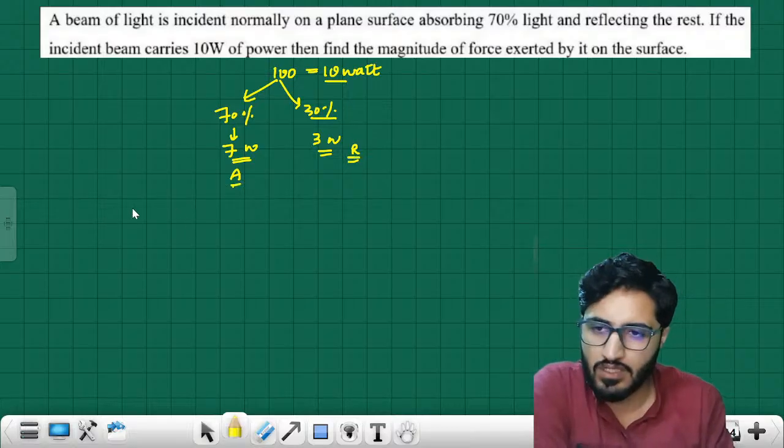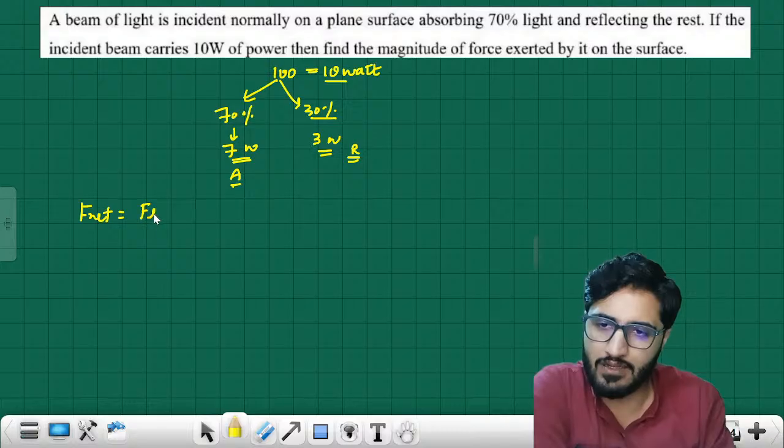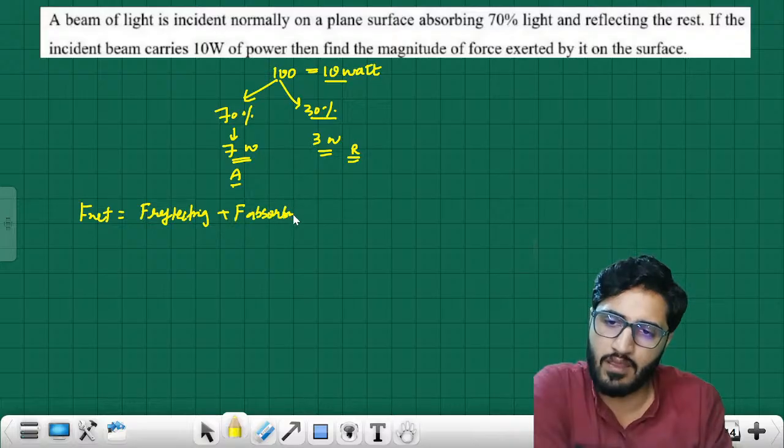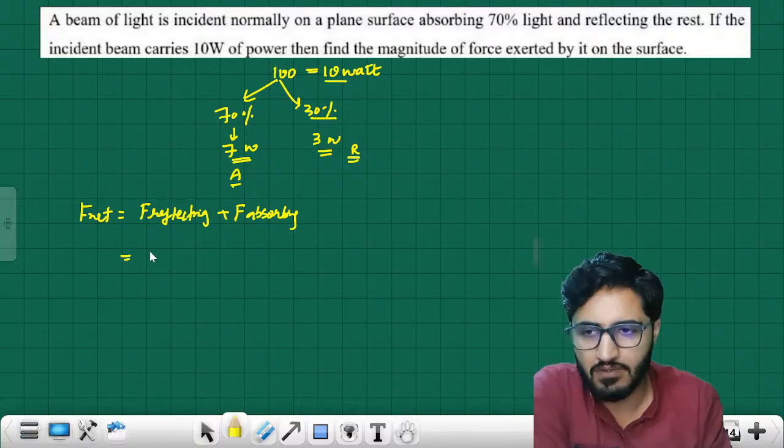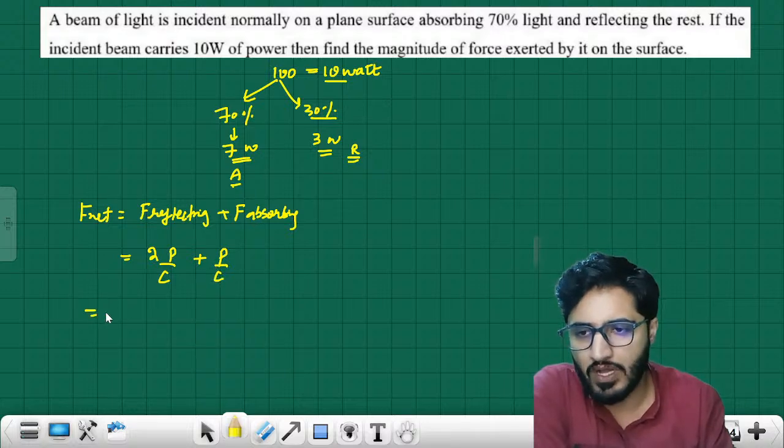Done? So what is the net force? Net means F reflecting plus F absorbing. What is it for reflecting? Sir, it will be 2P by C. Absorbing means P by C. So I will take P by C common.